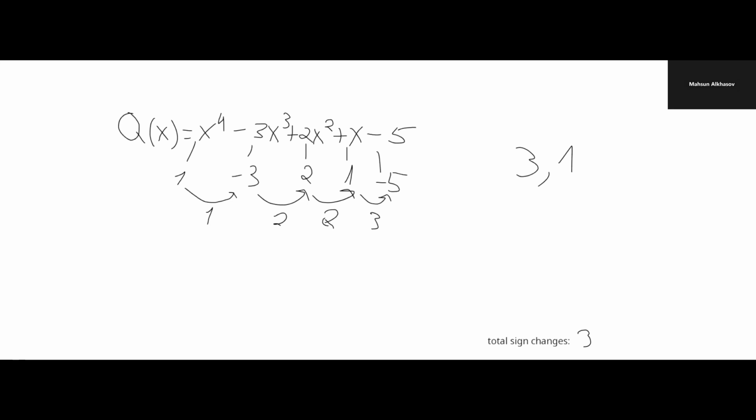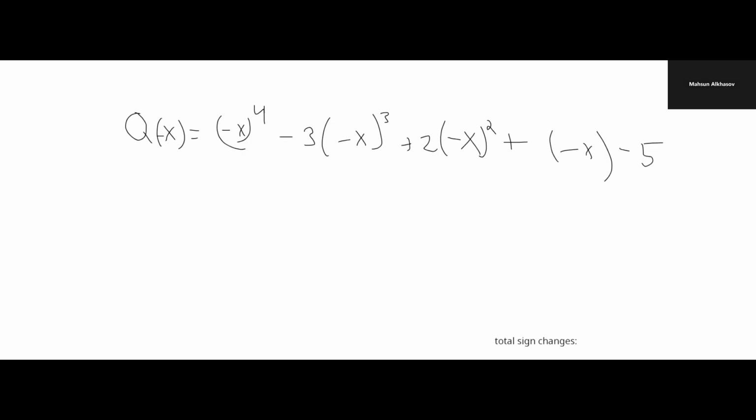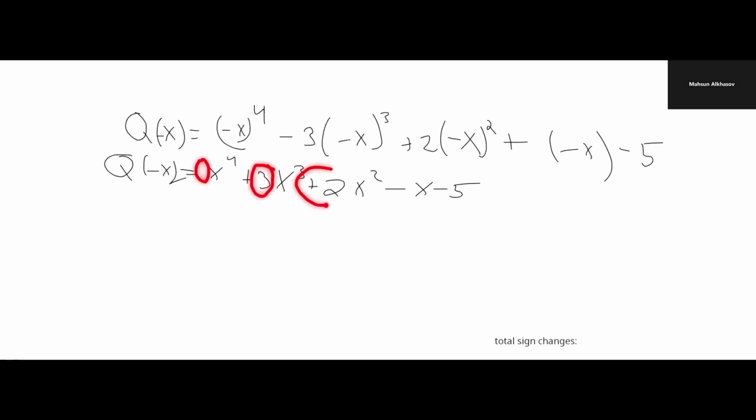Now, let's take a look at negative possible real roots of this equation. What we need to do is substitute x with minus x. So what we need to do is simplify it, and we need to find the coefficients. We have here coefficient 1, coefficient +3, +2, -1, and -5.